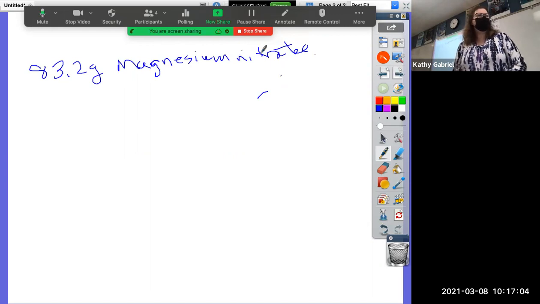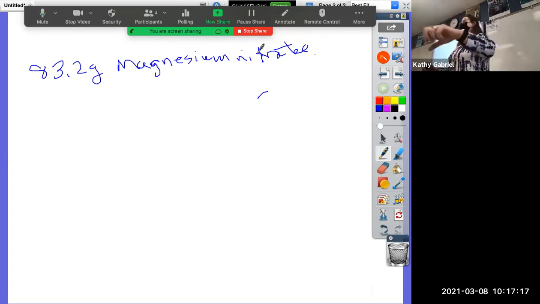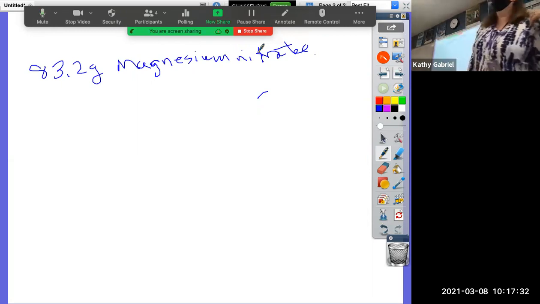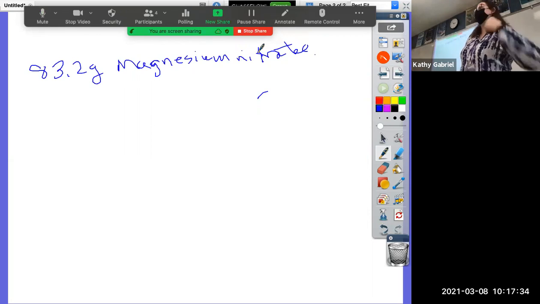Okay, so as soon as you hear magnesium nitrate, you see that first word. Find it on the periodic table. Did you find magnesium on the periodic table? Where is it located? It's a metal, right? And so it's ionic, that means nitrate's got to be on the back, right? So write your formula.